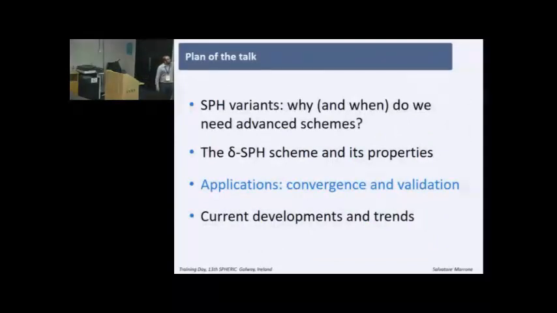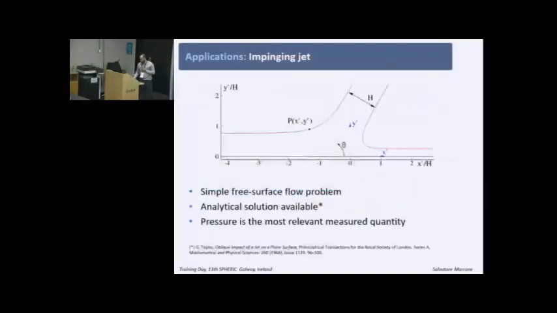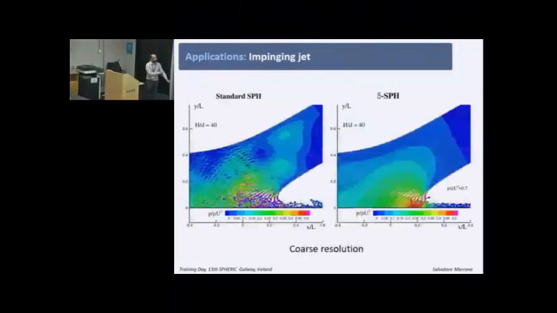So now I will show you some applications of the Delta-SPH and some convergence tests and validation. The first one is the simplest, an impinging jet against a flat plate with a certain angle of impingement. This is a case where we have an analytical solution for the pressure and for the free surface. And we are really looking at the pressure in this case as a relevant quantity.